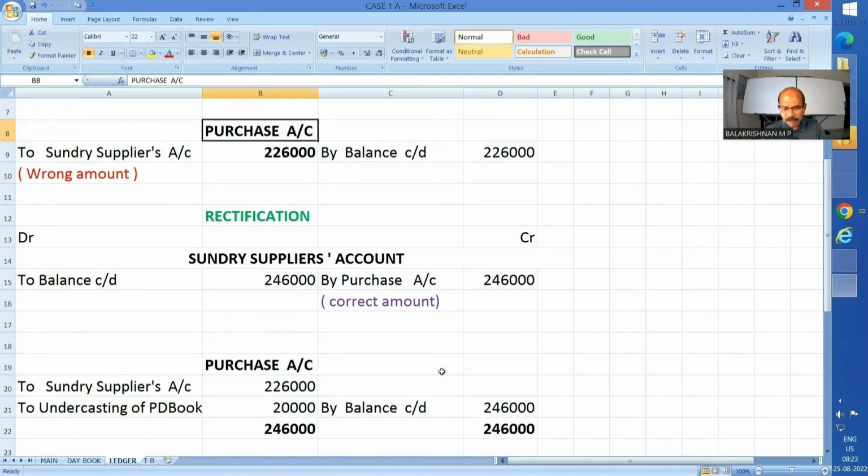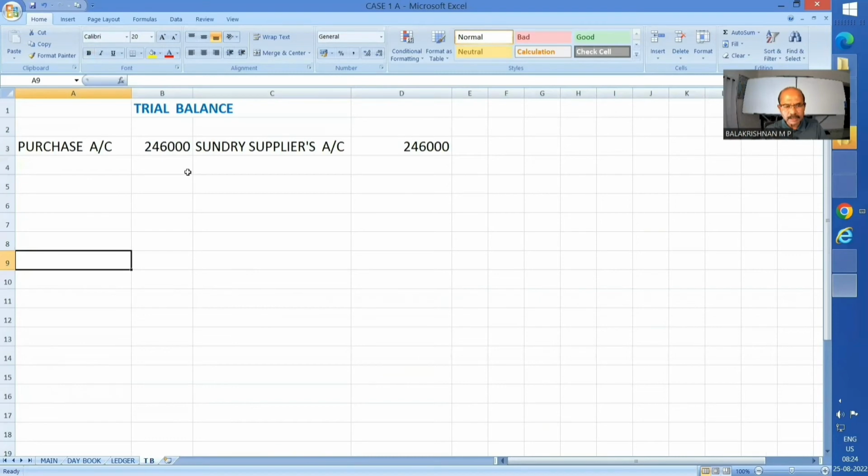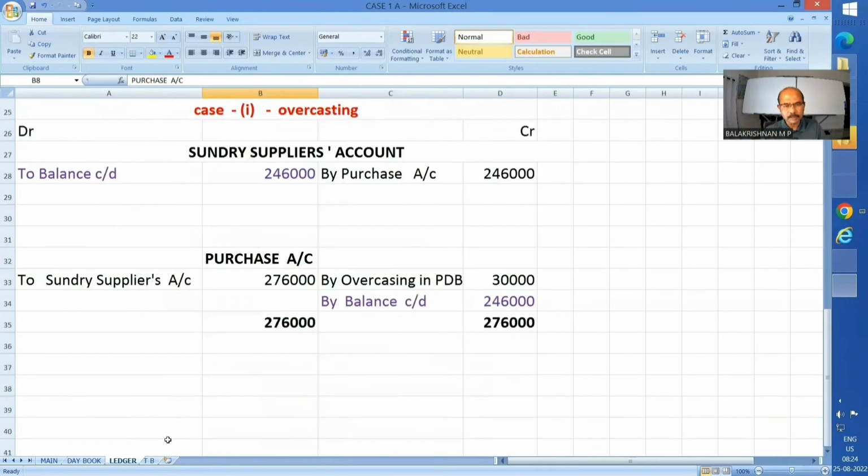And the balance is agreeing. Sundry suppliers account 2,46,000 and purchase account also 2,46,000. So as far as this journal entry was concerned, the trial balance will be tallied. That's a grassroots level explanation. Now let us deal with the overcasting.